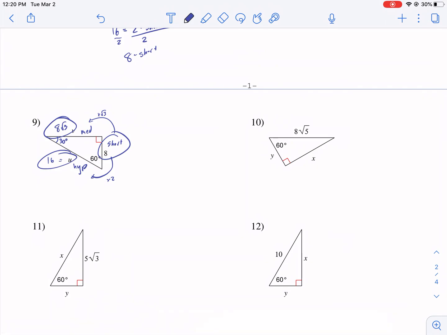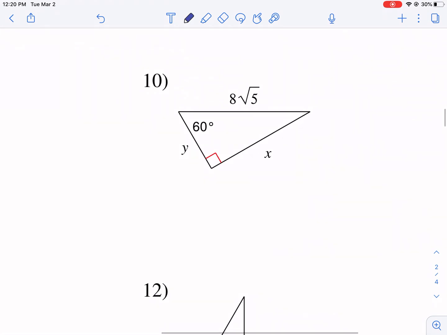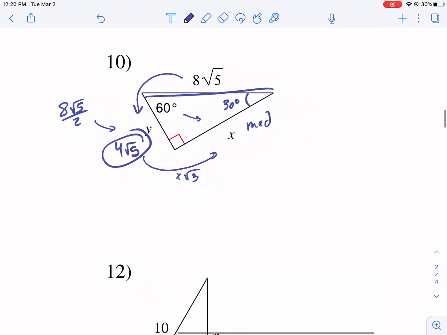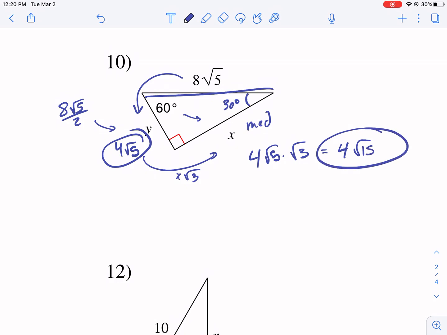I really want one that has the 60-degree angle, but I'm looking for it. Here I have my hypotenuse. So, of course, you want to get the short side first, opposite 30 degrees. So I divide by 2. 8 radical 5 divided by 2 gives me 4 radical 5. So that's my short side. And then I have to multiply this by radical 3 to get the medium side, which is opposite the 60-degree angle. So I get 4 radical 5 times radical 3. That's going to be 4 radical 15. There's my final answer.